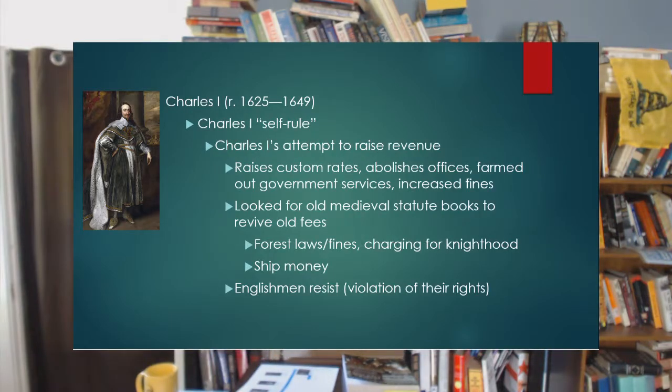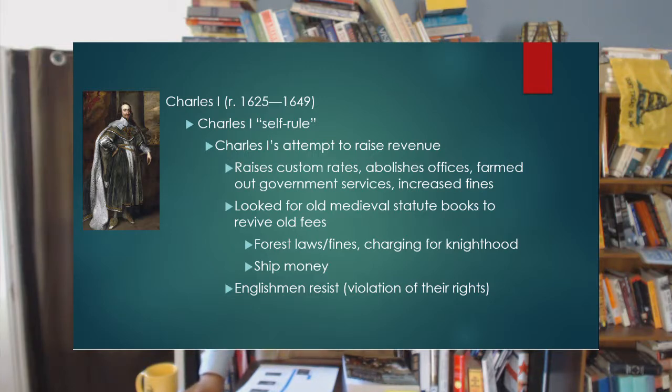This is often called the time of Charles I's self-rule, meaning he's personally ruling England. He raises taxes. He raises customs rates. He looks for old medieval statutes to basically revive old fees. There's something that is called ship money. Back in medieval times, if you were a town close to the coast, you had to pay a special tax to pay for the navy to protect you. Well, Charles I makes every town in England pay this tax. Even if you're in the middle of the country, you're landlocked, there's no way you'll get attacked by an enemy navy, he still makes you pay this tax.